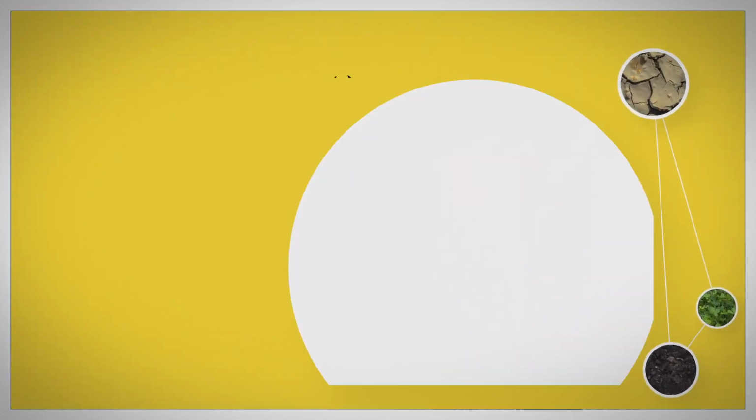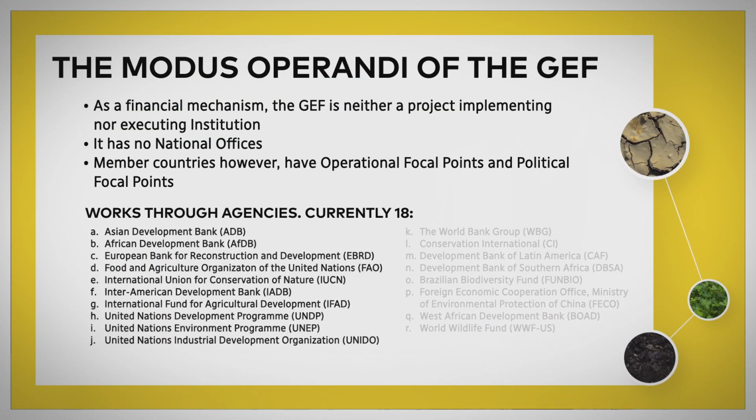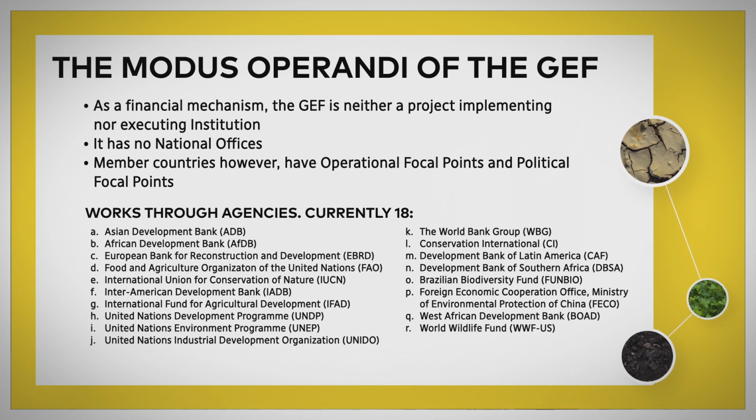The GEF right now works through about 18 agencies. That means the GEF itself, as a financial mechanism, is neither an institution that implements nor one that executes projects. The agencies that the GEF works through to implement environmental projects are either regional banks, for example, the African Development Bank, the Asian Development Bank, the Inter-American Bank, and others. It could also be UN programs, for example, UNEP, UNDP, FAO, IFAD, UNIDO, and others.